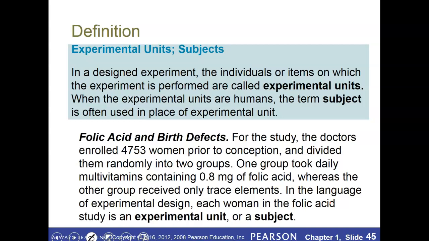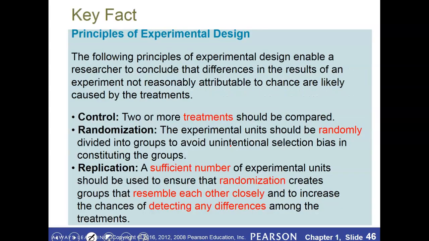An example of this is when we did the folic acid and birth defects. If you remember the study, the doctors had 4,753 women prior to conception, and they divided them randomly into 2 groups. One group took a daily multivitamin with 8 milligrams of folic acid, whereas the other group received only trace elements, and I think they said it was salt dissolved in water. So in the language of experimental design, each woman in the folic acid study is an experimental unit, but because they're human, we would call them a subject.